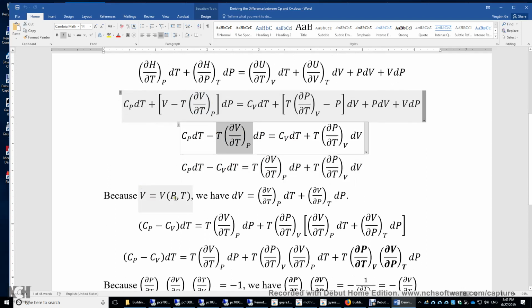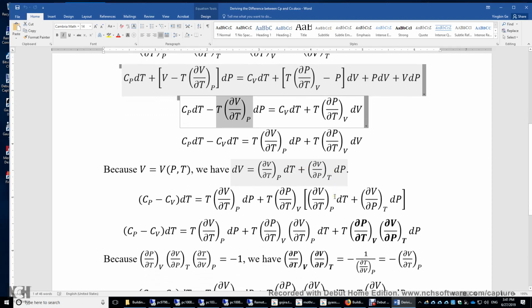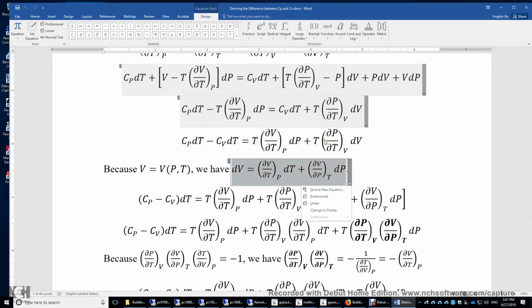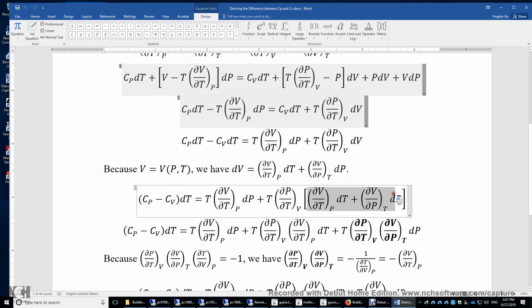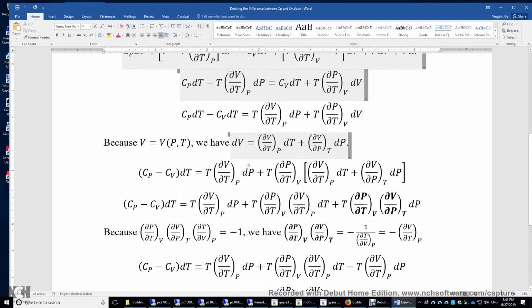Now, because volume is a function of pressure and temperature, therefore dV equals (∂V/∂T) under constant pressure condition times dT plus (∂V/∂P) under constant temperature condition times dP. And we plug in this expression of dV in here. So we're going to expand this dV to the sum of these two terms. Now it seems that we make the equation more complicated by having three terms on the right hand side, but you will see the first term and the third term will cancel.